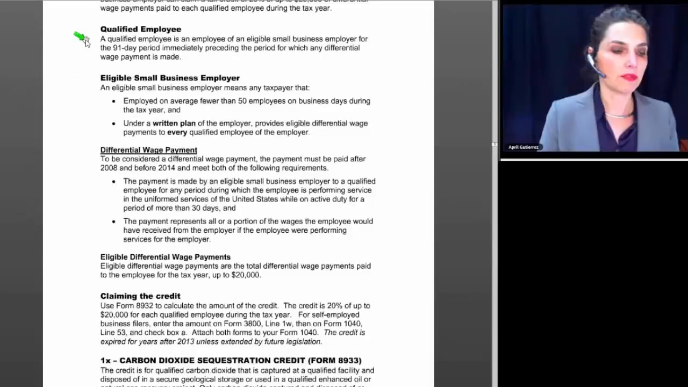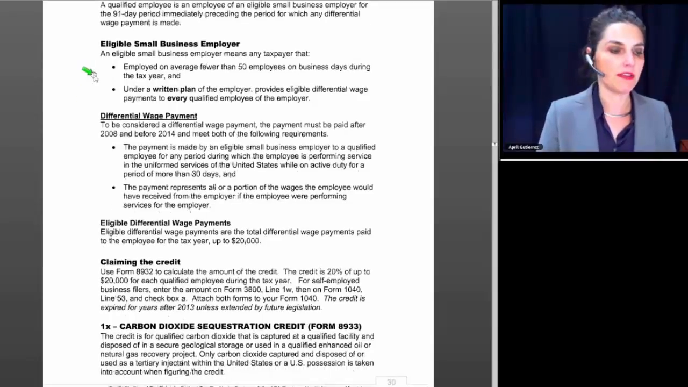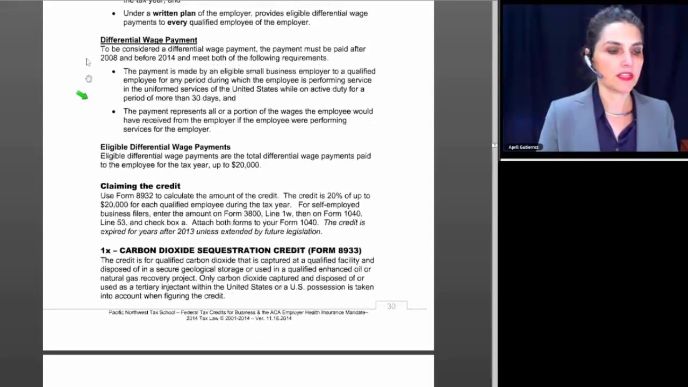A qualified employee is an employee of an eligible small business employer for the 91-day period immediately preceding the period for which any differential wage payment is made. Eligible small business employer means any taxpayer that employed an average of fewer than 50 employees on business days during the tax year and under a written plan of the employer provides eligible differential wage payments to every qualified employee of the employer. Differential wage payment.